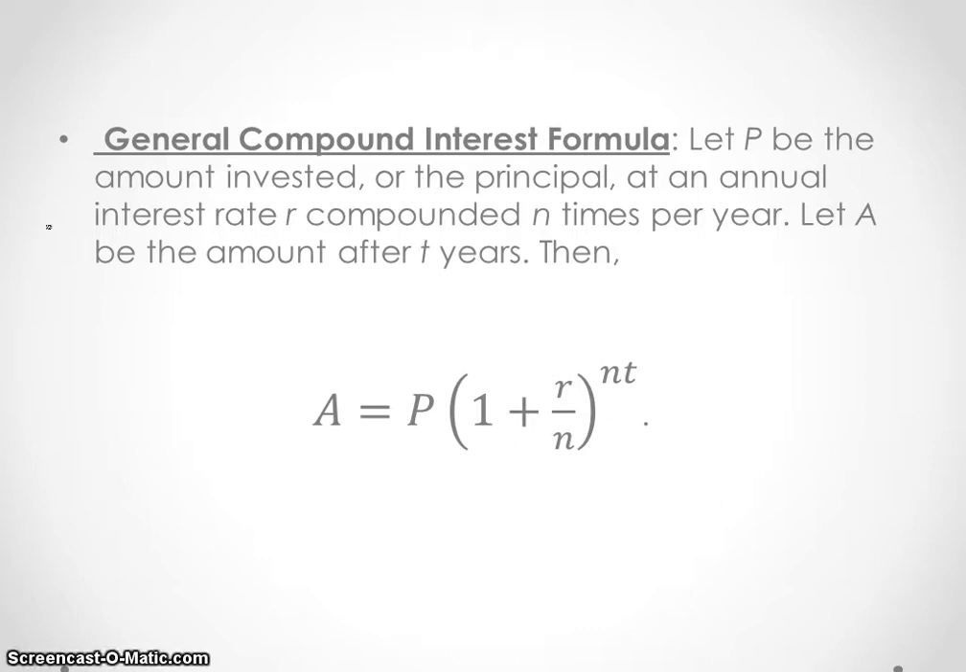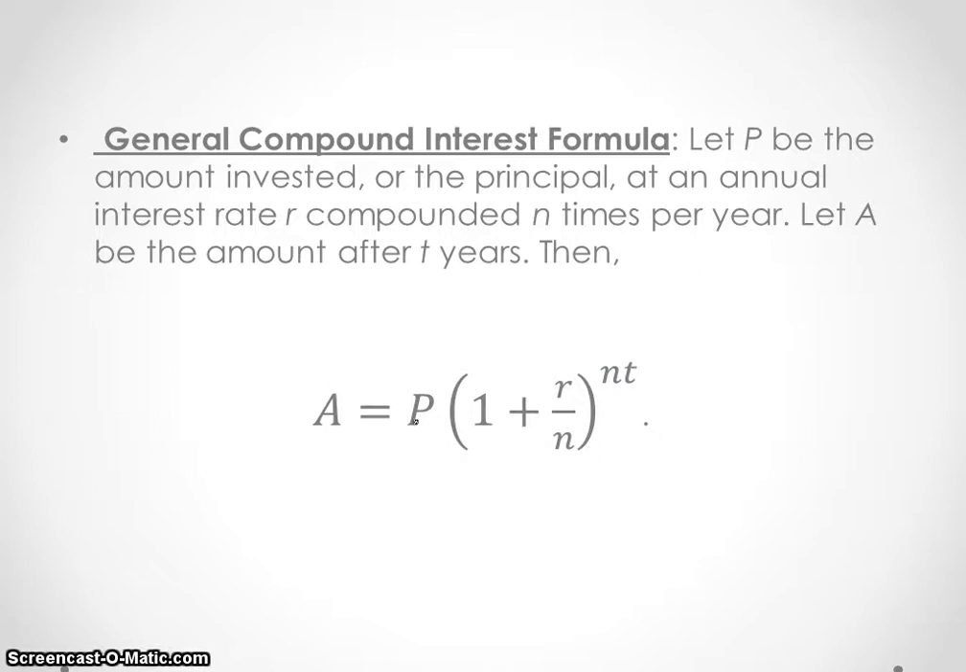It says let P be the amount invested, so P is still your principal. Same thing here, so whatever you originally put into your account, and an annual interest rate of R, so that's still our rate here, compounded n times per year. So for instance, let's say we had something compounded monthly. Well, that would be 12 months per year, so n here would be 12. And this n is the same as this n, so if you put a 12 here, you got to put a 12 up here too. So that's n times per year, and then let A be the amount after t years. So let's say we kept it in there for 5 years, so t here would still be 5.